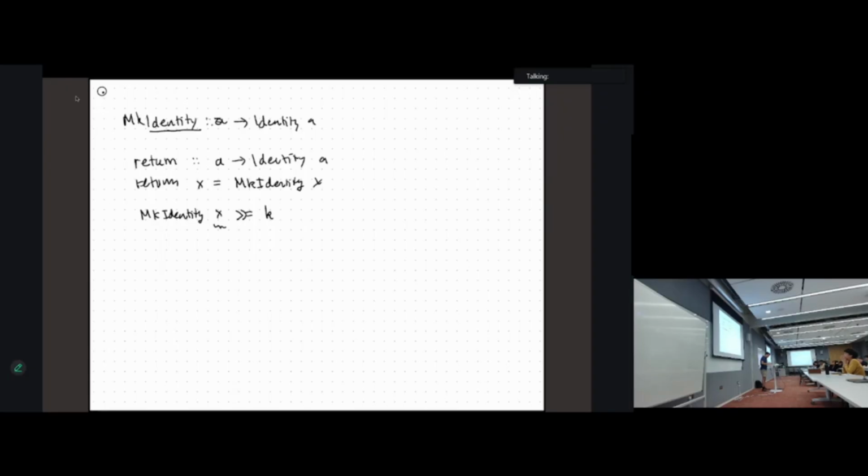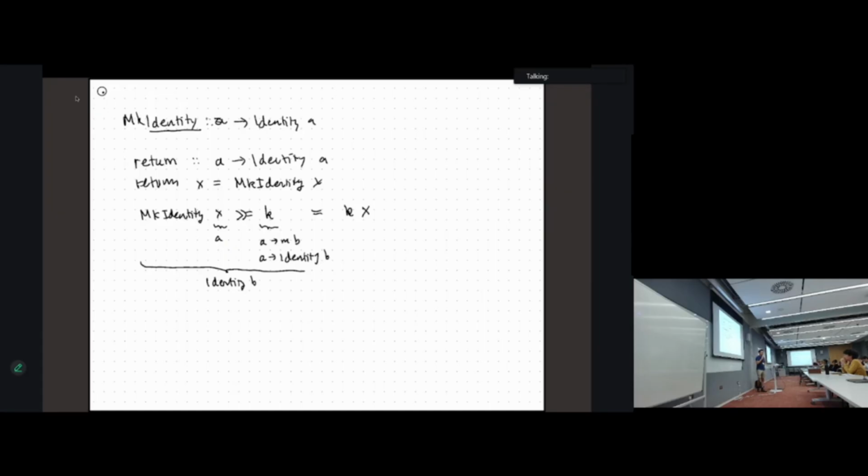So this thing here has type A, this thing here has type A to M B, but remember M is identity in this case, so it's identity B. And the whole computation should have type identity B. So how do I do that? Well, I've got this function that manufactures identity B's down here. It's called K. I've got the A that it needs. So this thing is just going to be equal to K applied to X.